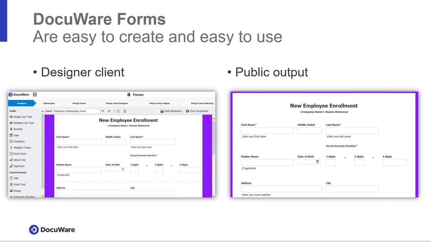DocuWare Form is very easy to create and very easy to use. It is a drag and drop environment. If you look on the left side of the screen, the designer client shows the various types of field elements in a menu that can be dragged and dropped onto a palette in order to create the form that gets exposed to the public. And if you look at the sample on the right, that is how that document or that web form would be presented to a user through a web browser. So it's very much a what-you-see-is-what-you-get kind of programming.